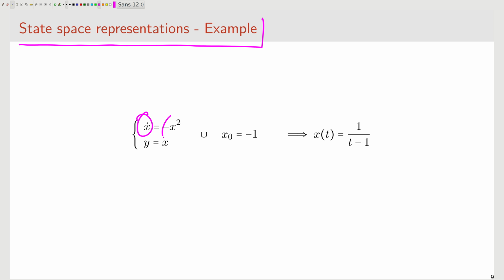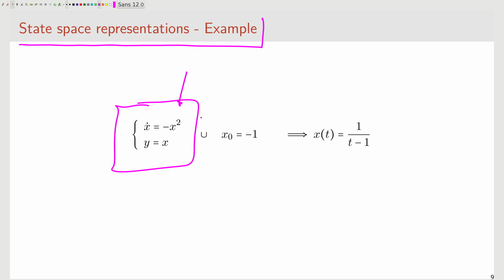x dot equals minus x squared, y equals x. See that here there's no u. It's an autonomous system in the sense that there's no input here. Let's say also that we have this system here. It's a nonlinear system, of course. You see that there's some nonlinearity here, but we will talk about nonlinearities better later on. If you do not know what is nonlinear, you will know very soon.